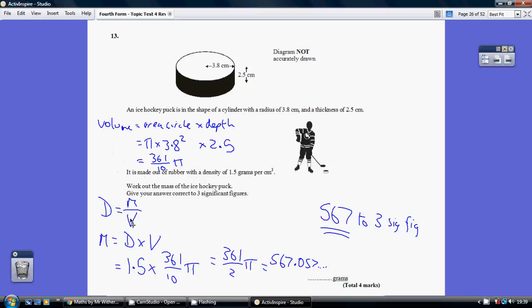Now density equals mass over volume, timesing by V, mass equals density times volume. Our density is 1.5, our volume is 361 over 10 pi. Multiplying the two together we get this, pressing the S to D button we get this. So to three significant figures, that's 567 grams.